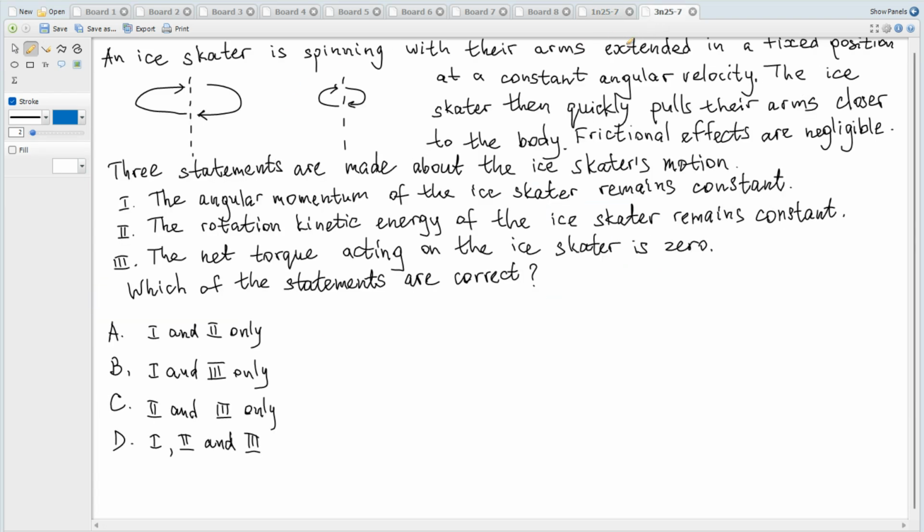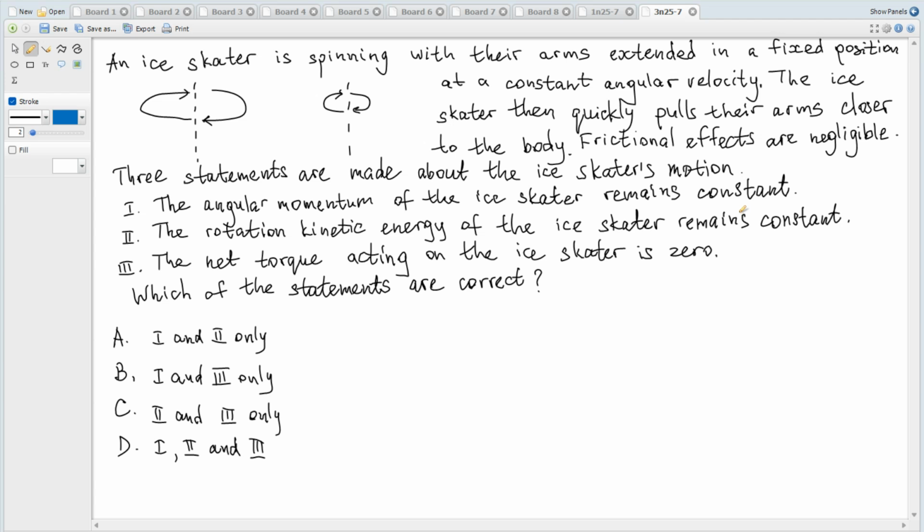The next: an ice skater is spinning with the arms extended in a fixed position at a constant angular velocity. The ice skater then quickly pulls their arms closer to the body. Frictional effects are negligible. 3 statements are made about the ice skater's motion. Which of the statements are correct?